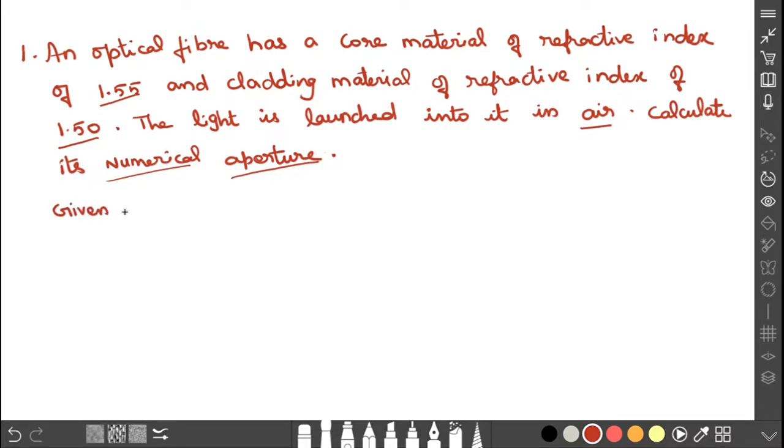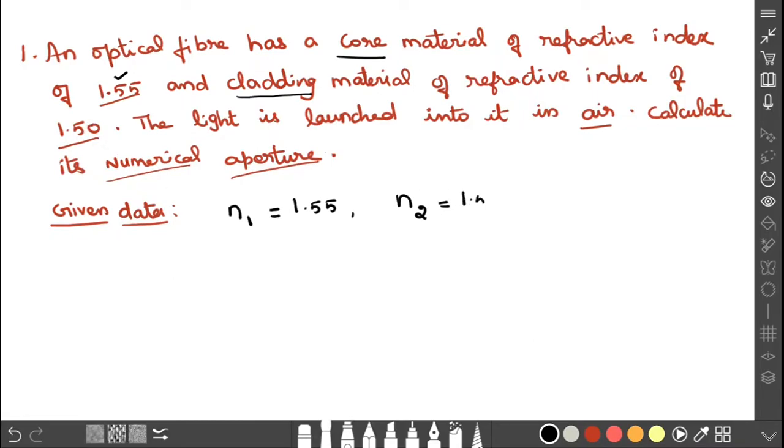First we will write the given data. The refractive index of the core is represented by N1, so N1 is equal to 1.55. The refractive index of the cladding material is represented by N2, which is equal to 1.50. In which medium is the light launched? In air medium, so the refractive index of air is equal to 1. Then we have to calculate the numerical aperture.